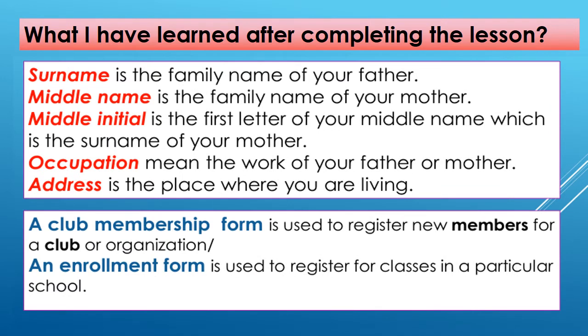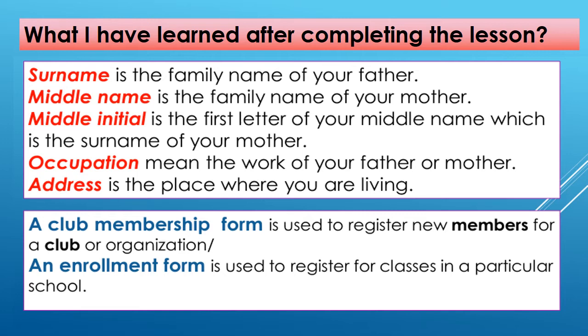So now, what I have learned after completing the lesson. So don't forget, these are the things that you need to remember again. Surname is the family name of your father. So you check in the previous activity if Mark Gian should be written in the first name or last name. Middle name is the family name of your mother. Middle initial is the first letter of your middle name, which is the surname of your mother. And occupation means the work of your father or mother. Address is the place where you are living.